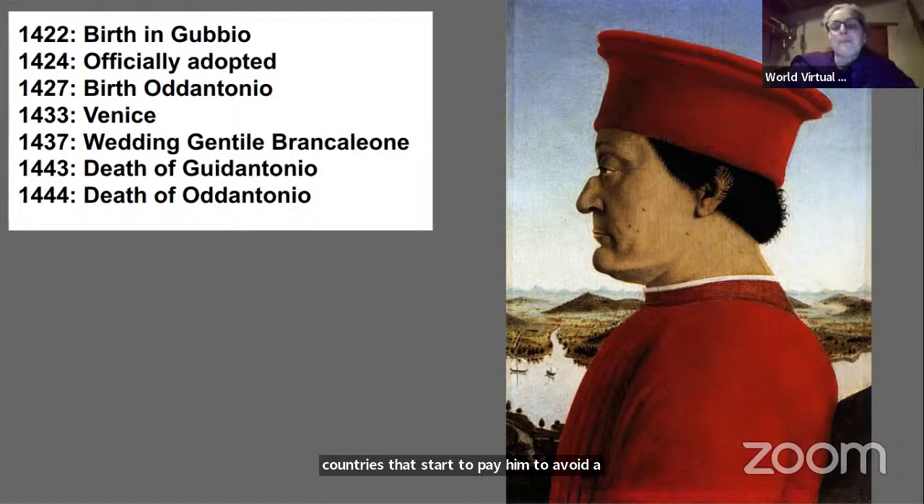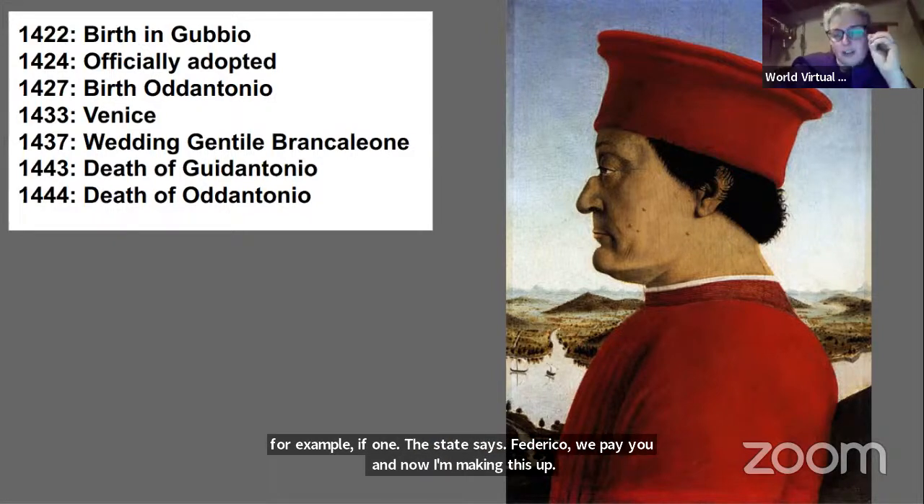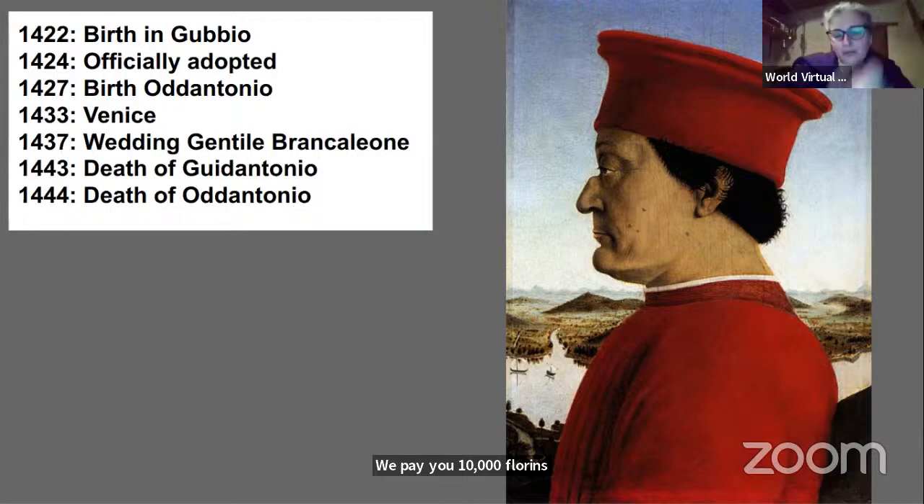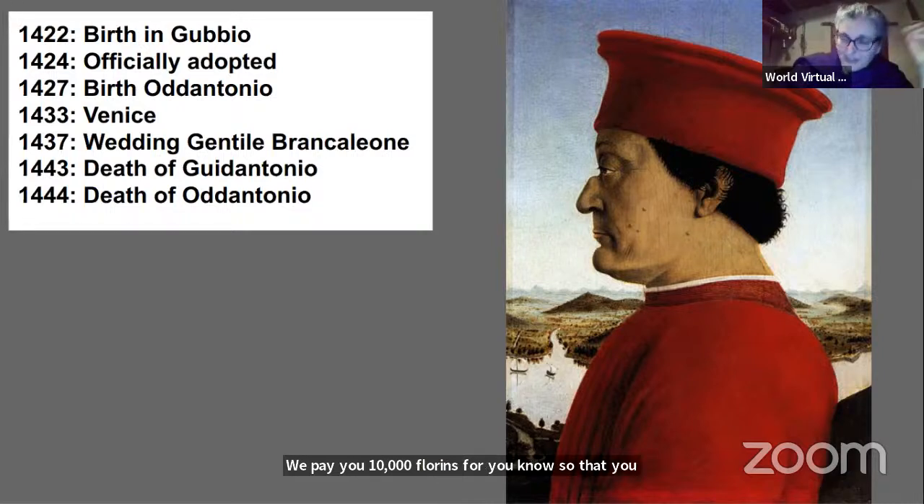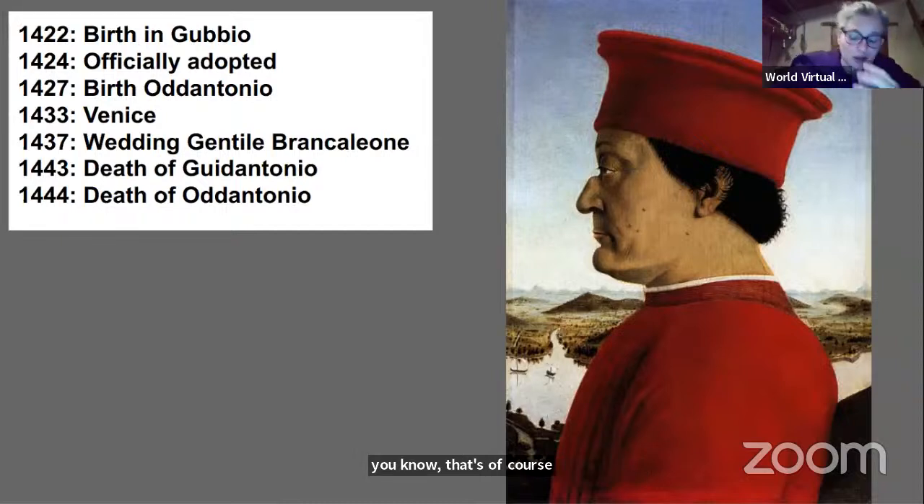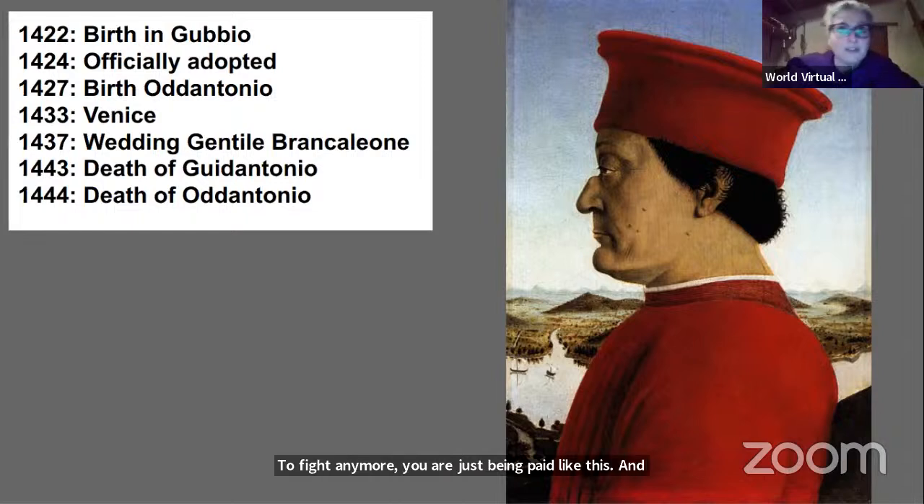So, for example, if one state says, Federico, we pay you, now I'm making this up, we pay you 10,000 florins so that you attack that, or you fight for us in that battle. The enemy sometimes would pay more to avoid this. So, that's of course wonderful, if you don't have to fight anymore, you're just being paid like this. And all this money, it's true, a lot of this money will be invested, of course, in his palace and all his projects in Urbino.